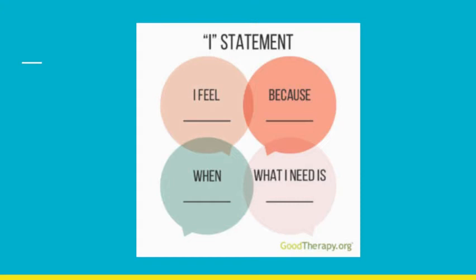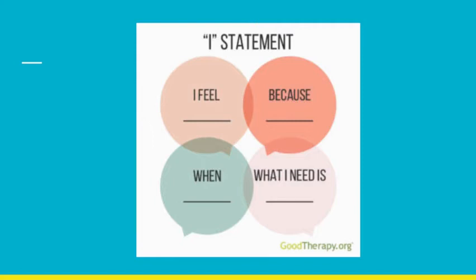With our own communication, we want to be sure to be practicing I statements. When we practice, we are modeling for our children, and then our children will follow suit. Starting I statements, even as young as toddler age, is a great way to set up your child for assertive communication. So: I feel, because. When this happens, I feel. Or, what I need is.